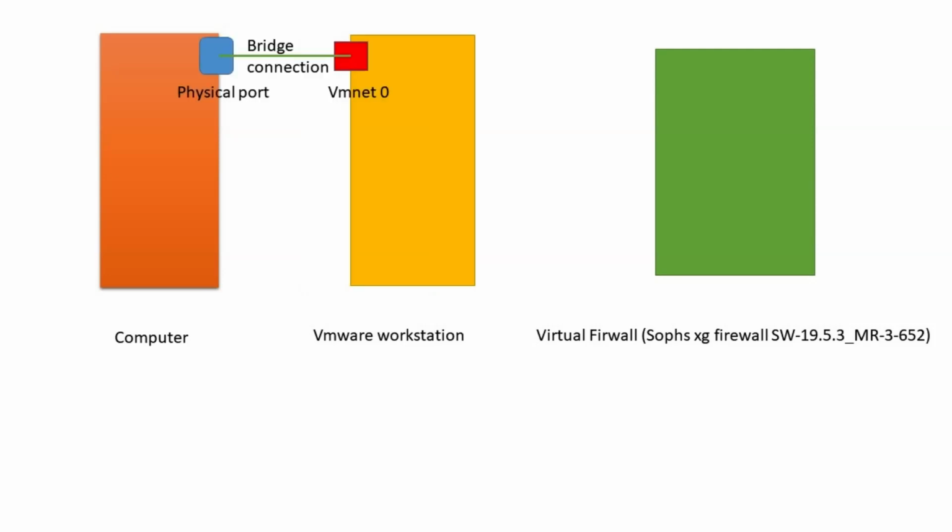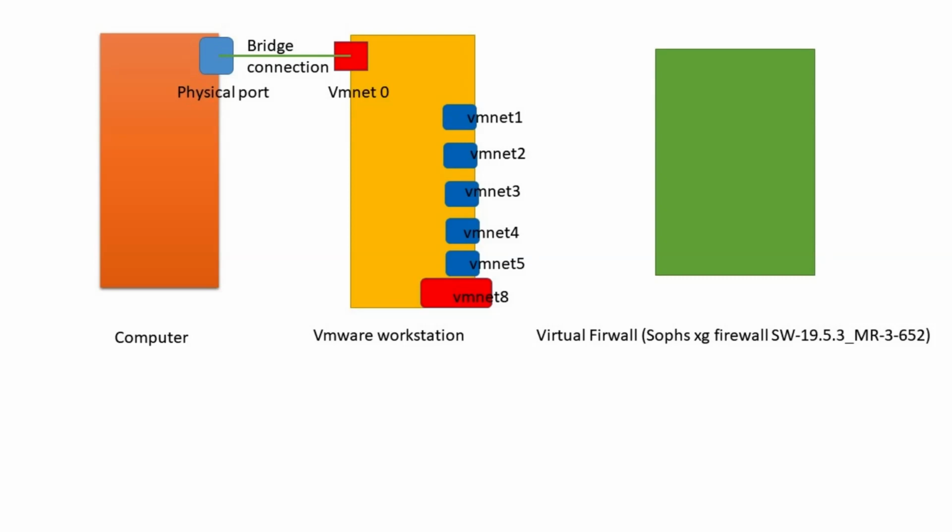In my PC, I have one physical network port, and in my virtual machine I have one virtual port, that is VMnet0. These two ports are connected through a bridge connection, to get direct network access from my PC to the virtual machine. Also I have created 5 host-only ports. This is to establish communication between the host and the virtual machines created in VMware on the host.